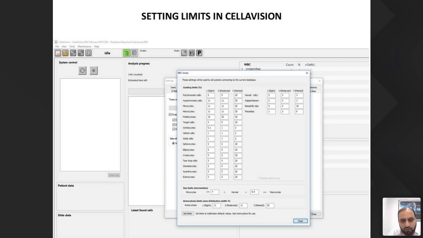I can also put in the values for what has to be called a microcyte, what has to be called a macrocyte, what has to be called a slight anisocytosis or a moderate anisocytosis, and so forth. So these recommendations I have taken up. All labs are free to use what they prefer is best in their setting, and they must put it accordingly into the CellaVision.